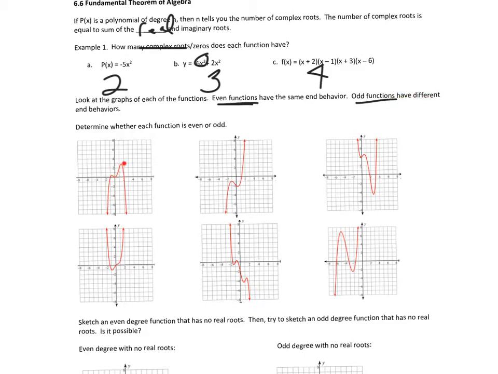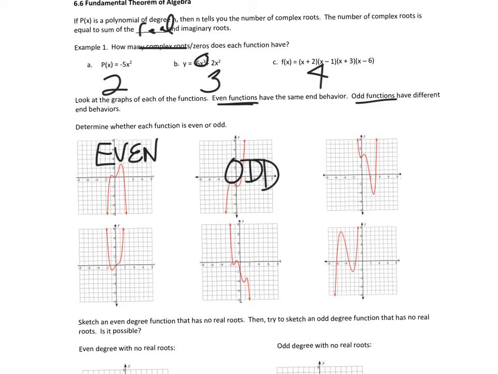On this polynomial, it's starting at negative infinity from left to right, and it's ending at negative infinity. These are both going down. So this is the same end behavior, so this would be an even degree function. The second one, reading from left to right, is coming from negative infinity and going to positive infinity. Because it's going from negative to positive, they're different end behaviors. So this is an odd degree function.